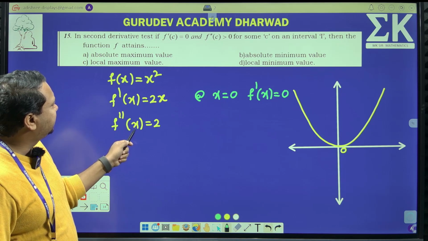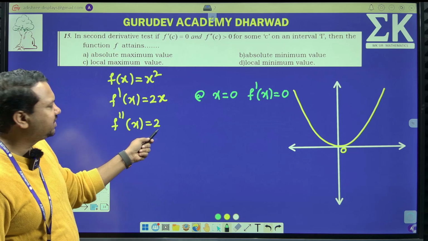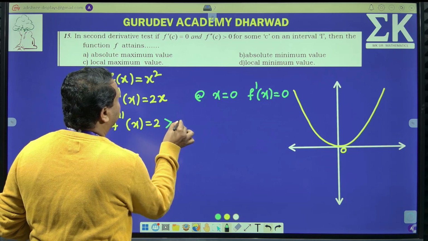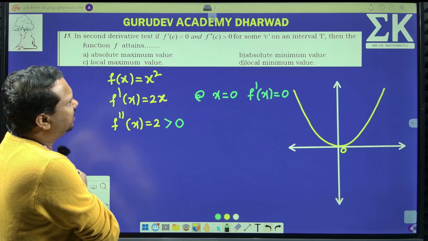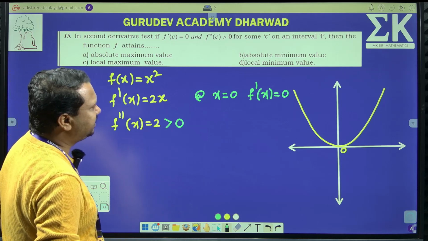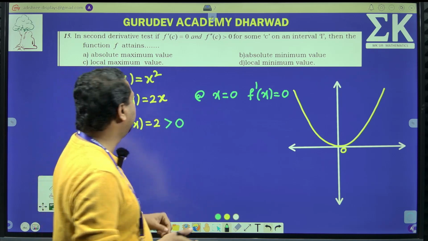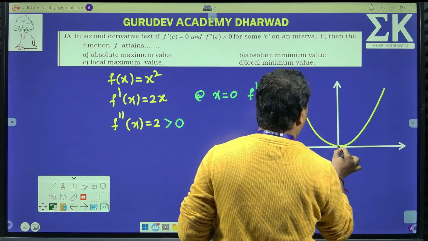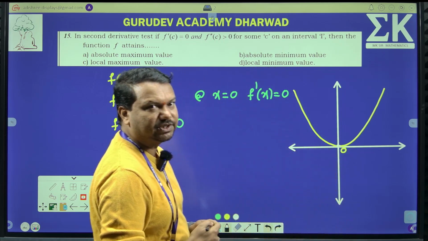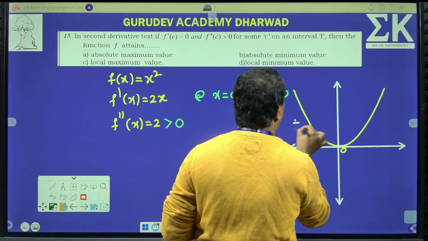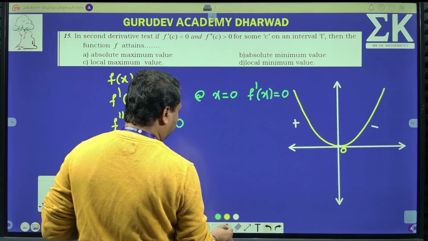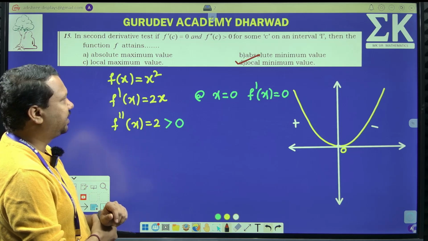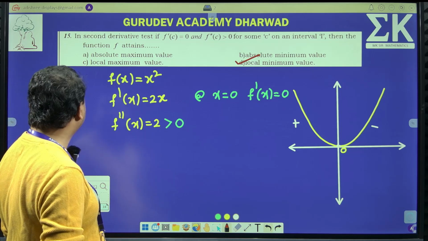F double dash of c, if you put x is equal to any value, it is independent of x value, it is by default greater than 0. For some c constant on an interval I, then the function f attains. Observe, as it follows all the properties, I am choosing my answer as this function having local minima. There exists a local minima because the function is showing a behavior from minus to plus. Hence, I will go with option D, local minimum value. Done? Okay. Let's go for the next one.